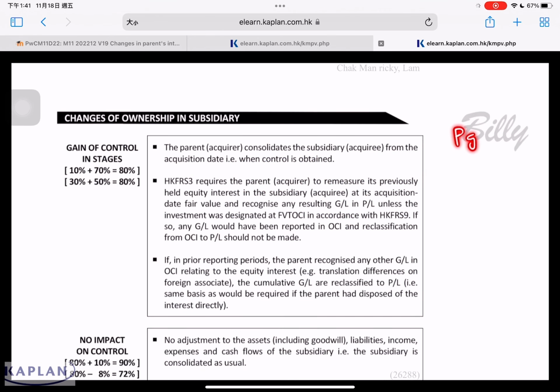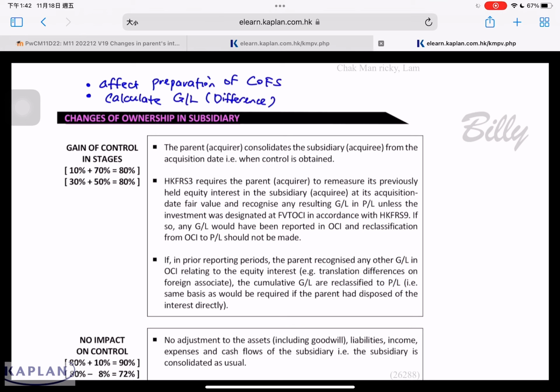Please refer to page 23. When there's a change of ownership in subsidiary, there are a couple of factors to consider. The first factor to consider is how this affects preparation of the consolidated financial statements. Second, how do we calculate the gain or loss, or what we call the difference on the change. These are the two factors that we must consider. We look at the first factor first.